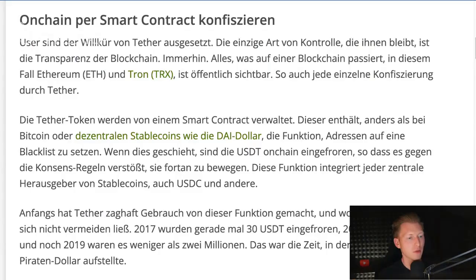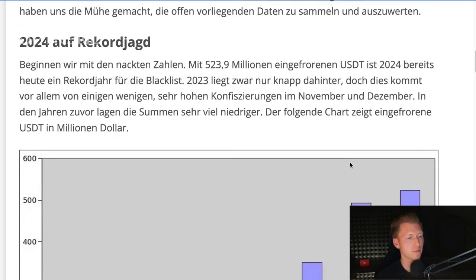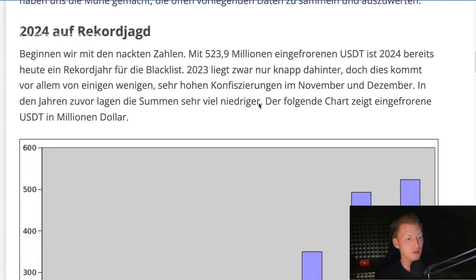And now we continue. So we can now draw the interim conclusion that we are clearly at the mercy of Tether's arbitrariness. And if you look a little further here, well, I'll get to that in a moment. To the alternative, however, we also encounter the risks behind it. Then one can say it has already shot up extremely. So if we take a look in 2017, we're talking about just 30 USDT that were frozen. In 2018, not even 50K. And even in 2019, it was less than 2 million. 2024, 523.9 million USDT frozen.